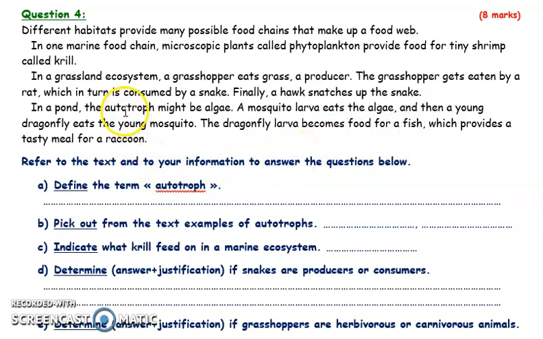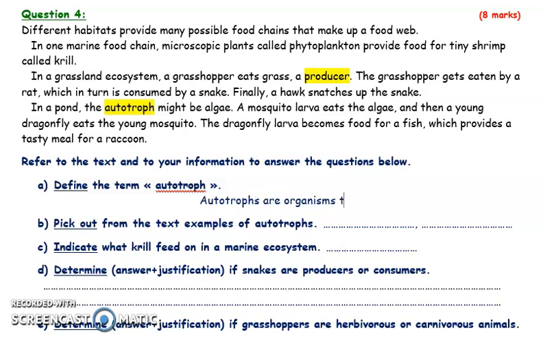Define the term autotroph. Autotrophs are also called producers. Producers and autotrophs are organisms that produce their own food. So autotrophs are organisms that produce or make their own food. Green plants are autotrophs.